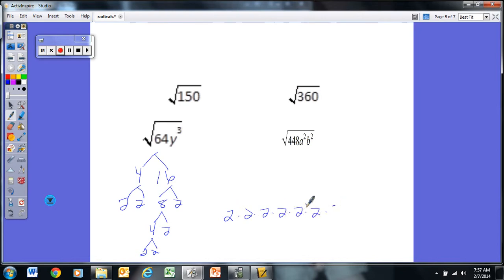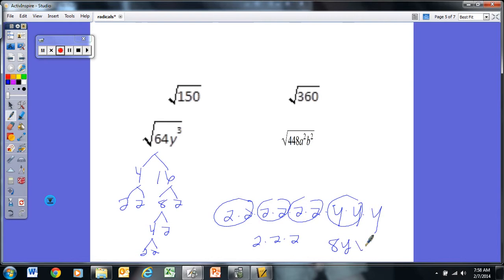And that's it. And then the y cubed is y times y times y. So what do we have doubles of? We have 1, 2, 3 2s. So on the outside I'm going to do 2 times 2 times 2, which is 8. And I have 2 y's. So a y goes on the outside and I'm left with 1 y on the inside. So it's 8y radical y.